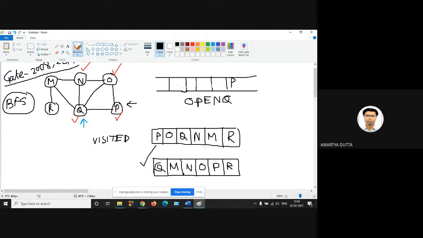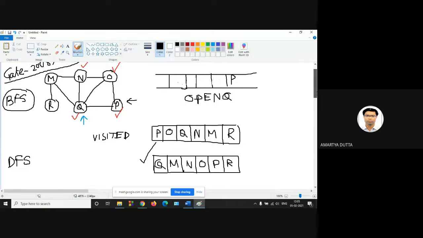Okay. Now find out the DFS of this given graph. Let P be the starting vertex. How can I proceed? Anyone, please? First, P will be inserted in open.